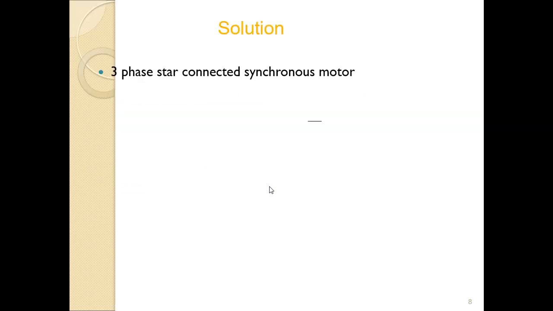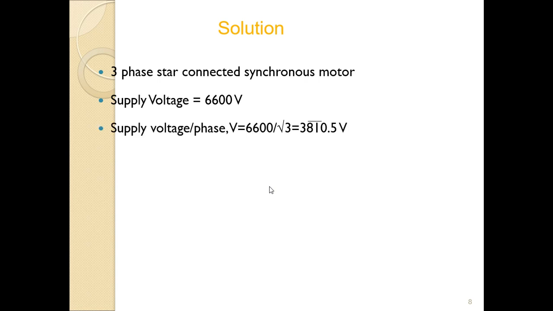So first you write the given data. It is a three-phase star connected synchronous motor, and the supply voltage VL is 6600 volts. What is the phase value? VPH is equal to VL by root 3. So that is 6600 by root 3, which is equal to 3810 volts. Convert this into phase value.